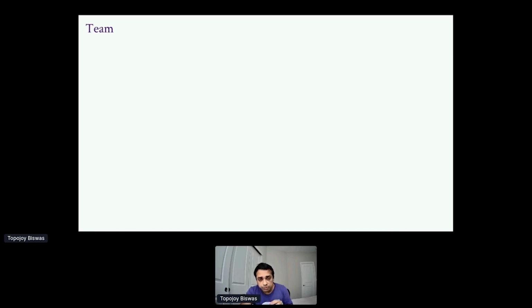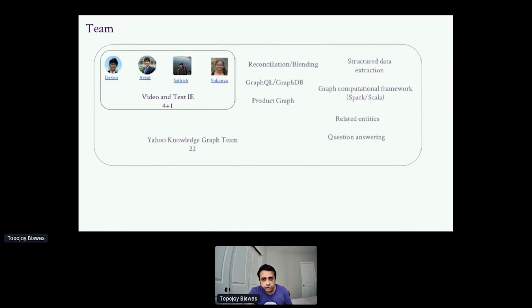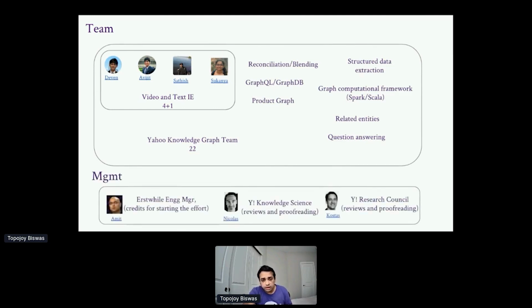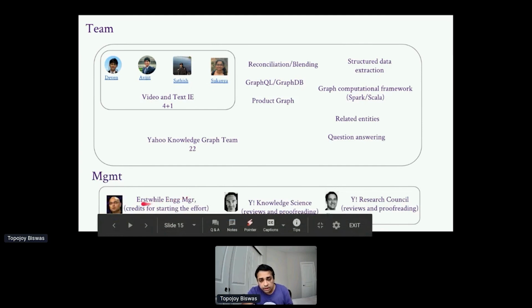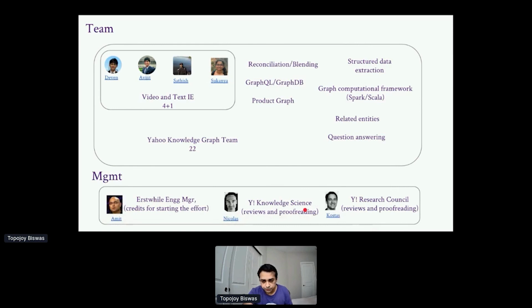Let me briefly present the team to you. We worked as a 4-person team. We are a part of a bigger knowledge graph team, which does various other activities. And finally, I would like to thank Amit, who was the erstwhile manager who started this effort. He's now at Facebook. And my current team managers, Nicola and Kostas, who are from Yahoo Research. Now, that brings us to the end of the presentation.